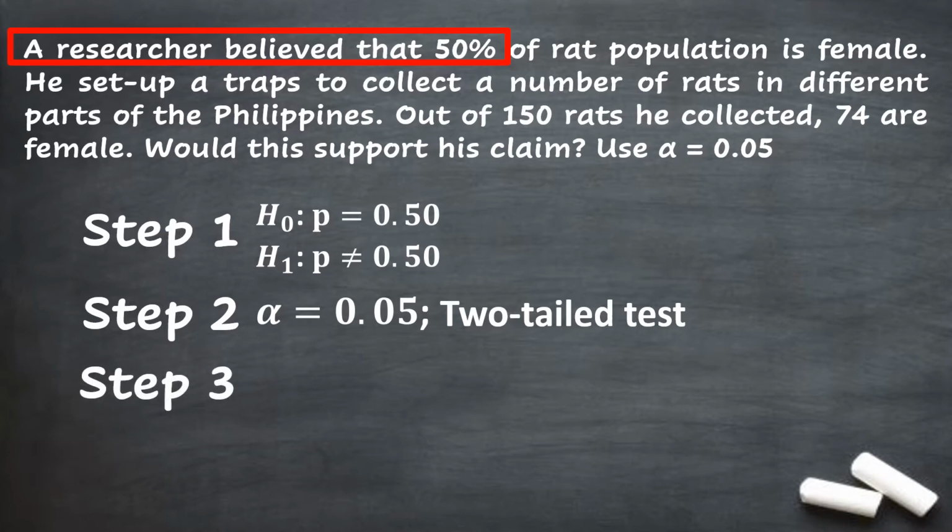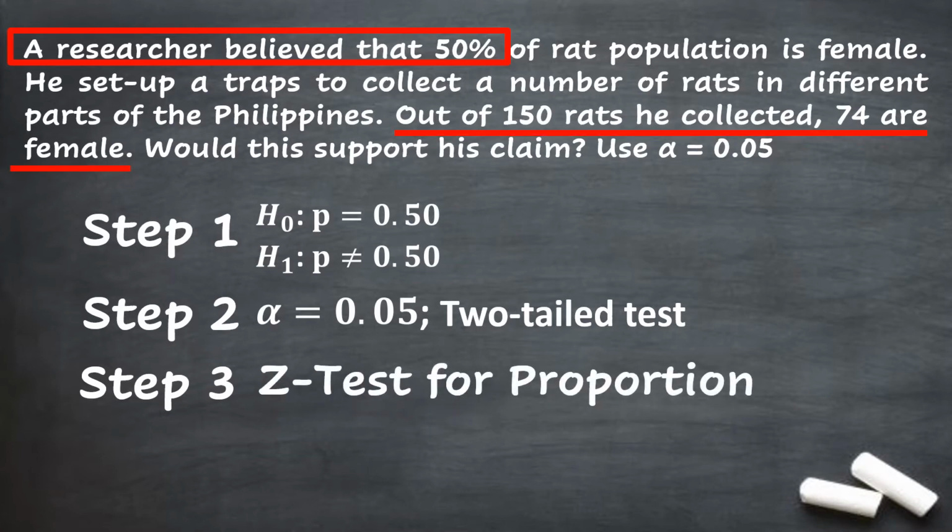Step 3, identify the statistical test that you're going to use for this given word problem. Since the values given in this problem are in proportion, automatically this problem is under z-test for proportion. Just like the previous problem, we have the statement: out of 150 rats he collected, 74 are female. From that given statement, we can say that this is a proportionality statement. That's why this problem is under z-test for proportion.